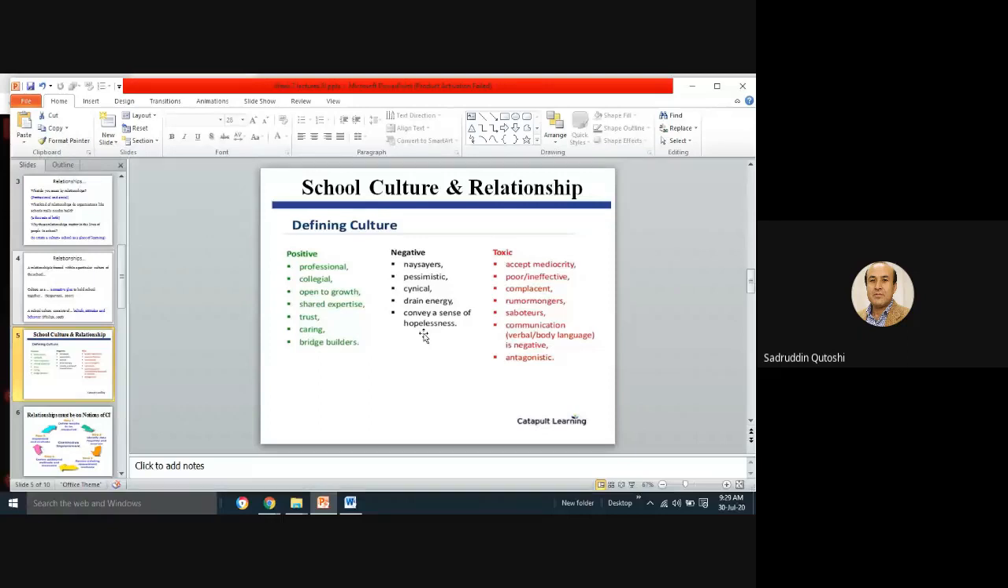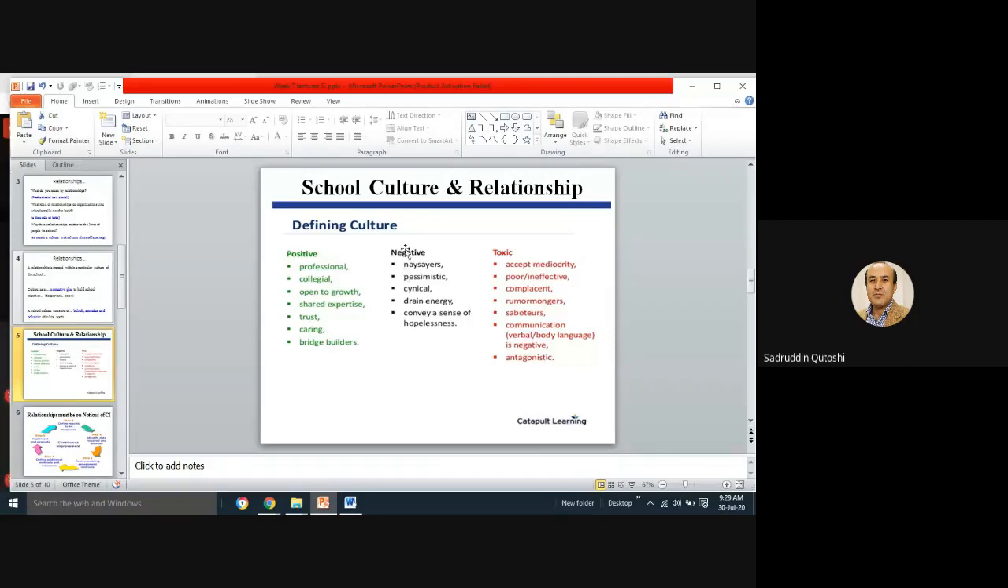And when this negative culture becomes worse, it becomes toxic. Because there is a poor, ineffective situation. Your communication is only verbal. There are no written rules and regulations. Your body language is negative. You feel antagonistic. You feel a kind of hostile situation, an unfriendly environment. If this situation is there, that is a toxic culture.